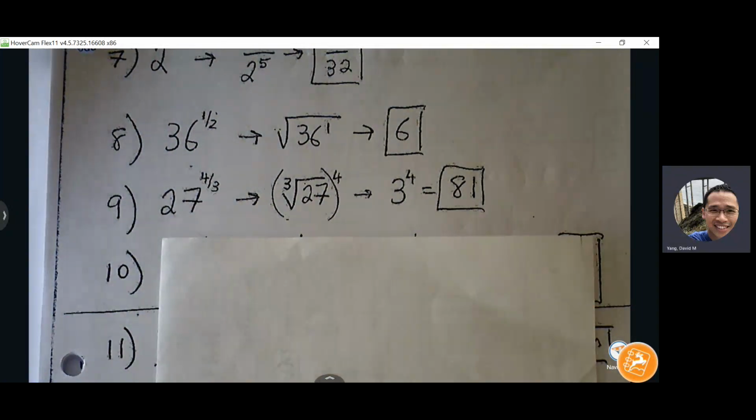Okay, so 27 to the 4/3, you rewrite as a radical form. Over to root. On 27, we do that first, that becomes 3. And 3 to the 4th power is 81.